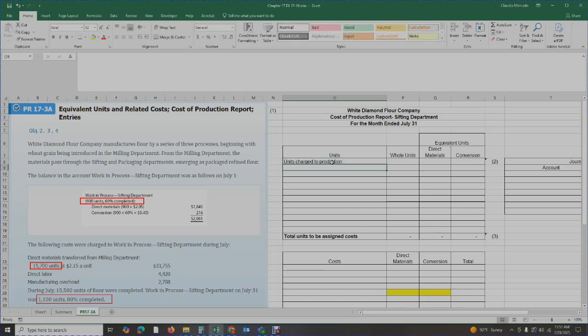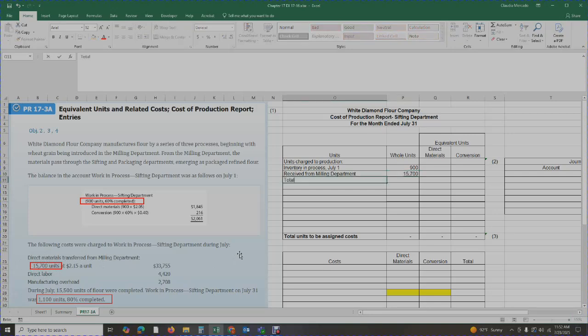We always begin with our inventory in process. This is what we've carried forward from last month. What did we start last month that we did not finish? According to the problem, we have 900 units that were started and not completed. So we're going to put those in the whole units. Then we have the items that were received from the milling department. According to the problem, from the milling department, we got 15,700 units.